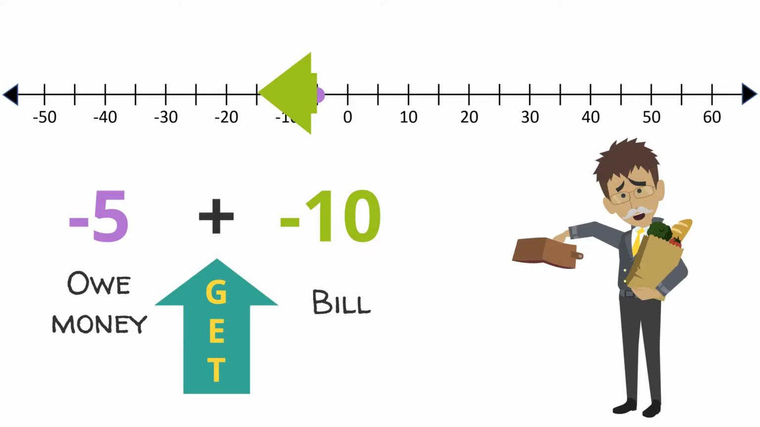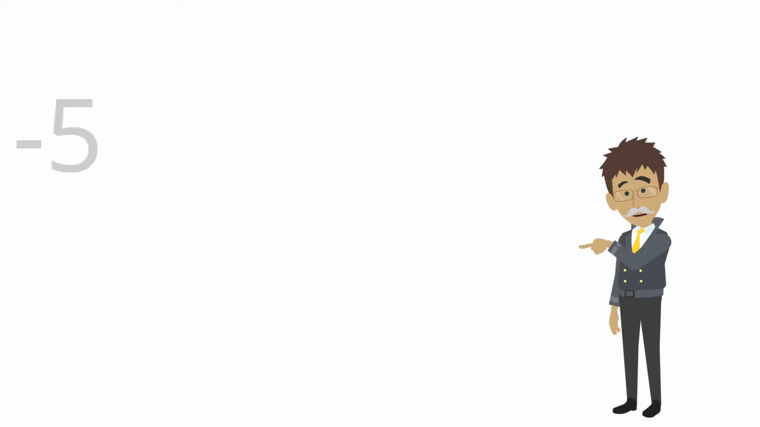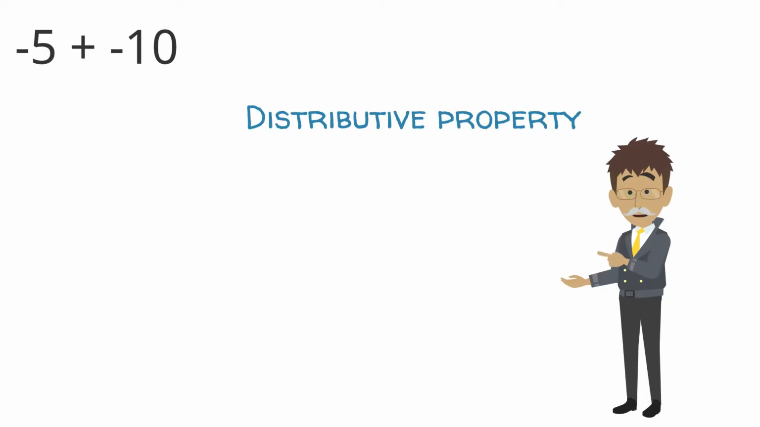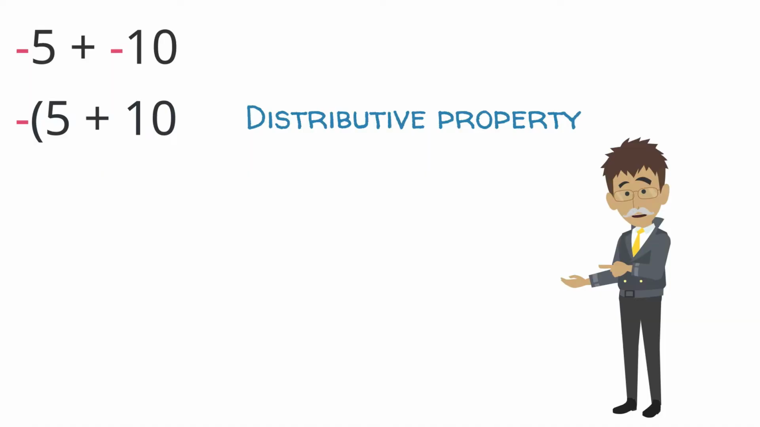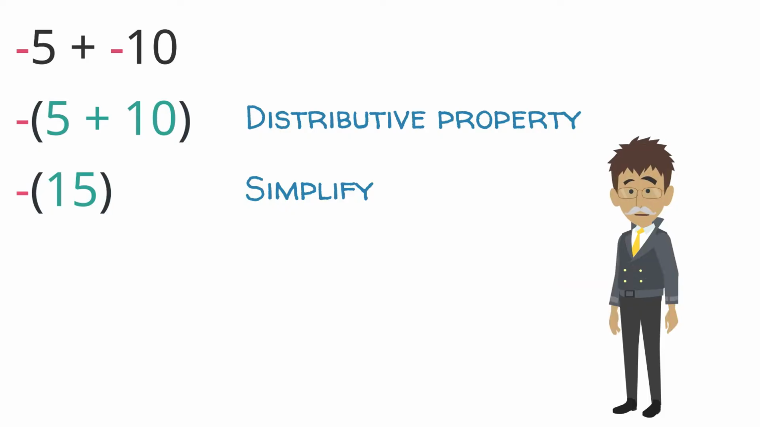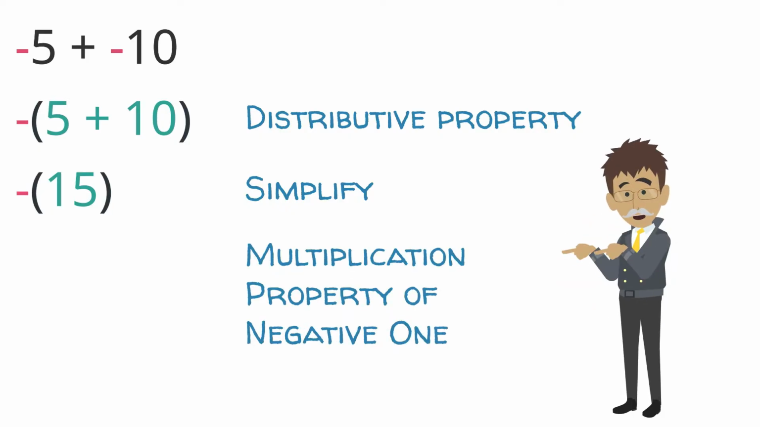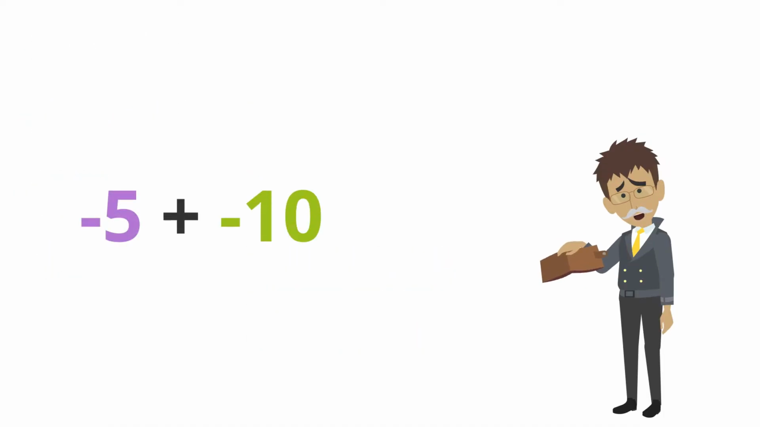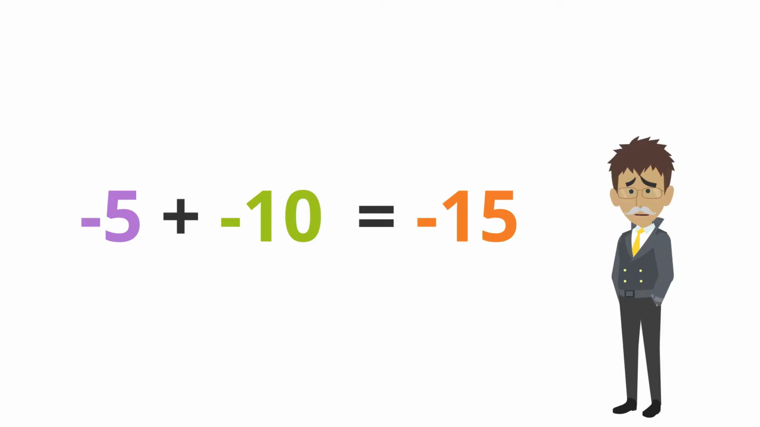Since I do not have any money, I need to borrow. However, since I already owe money, I go further into debt to a number further away from zero. Here is the math. I start by using the distributive property to factor out a -1. Then I simplify the values inside the parentheses. I use the multiplication property of -1 to simplify completely. I owed some money and wanted to spend more, meaning I must borrow more. I am a bit further in debt than before this purchase, now owing my bank $15.